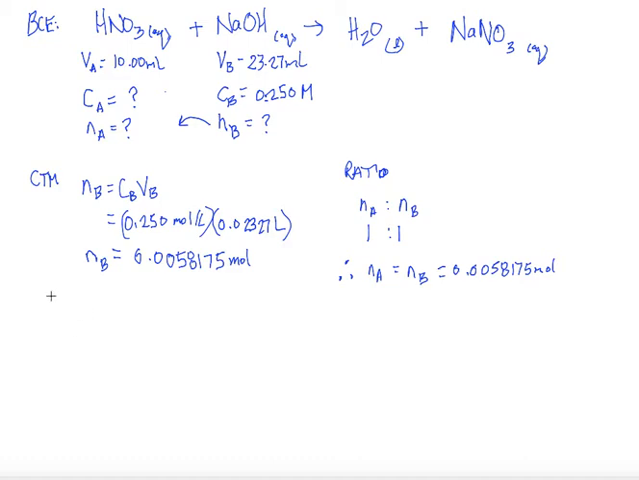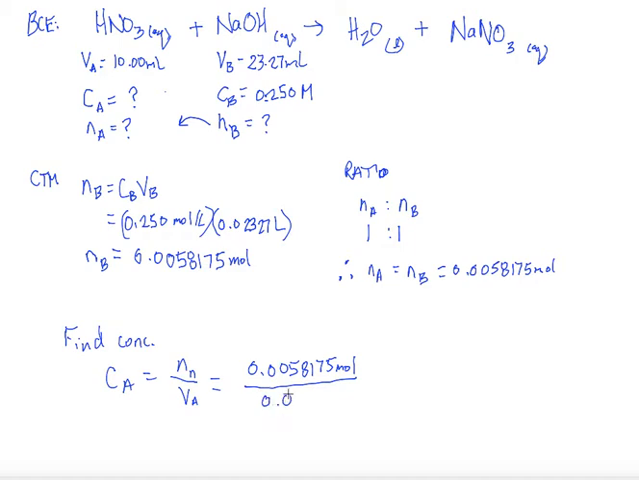So our concentration of our acid is just moles divided by volume, right? So in this scenario, we have 0.0058175 moles divided by our volume, but remember we want this in liters because our unit has to be moles per liter. Okay, so our volume of acid is 10 mL, which is the same as 0.01 liters. And when we do the math, then we would get 0.58175 moles per liter.